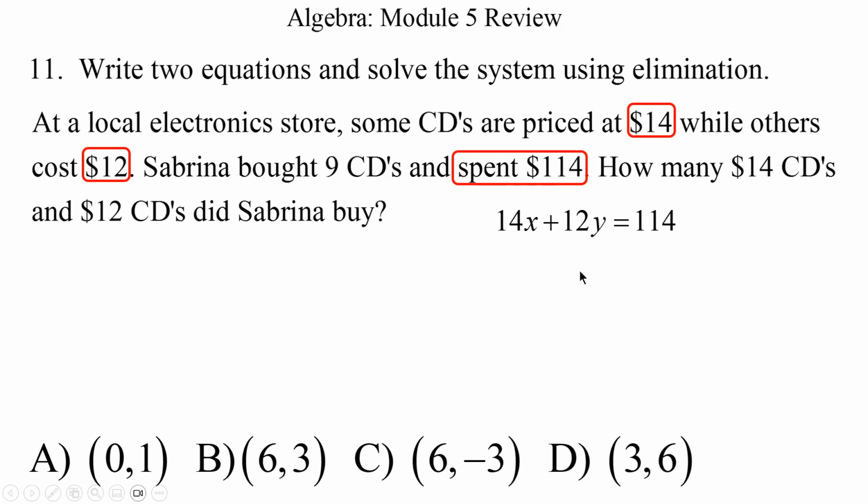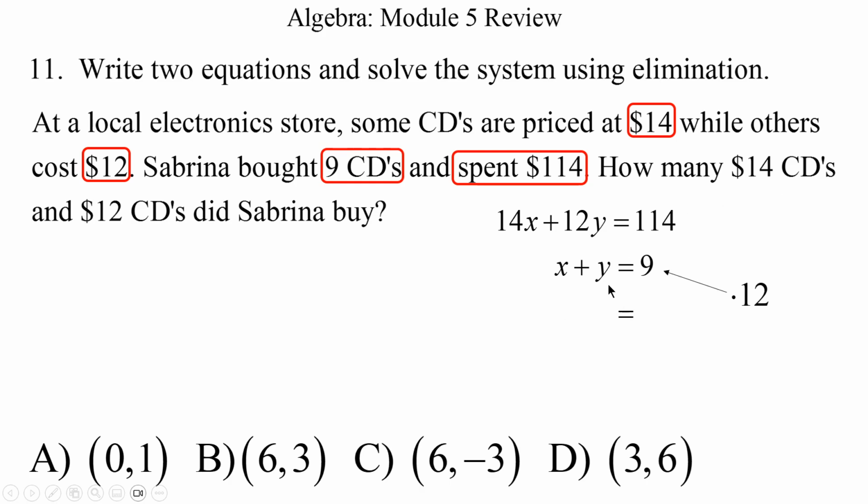Now the second equation is going to be real easy because she only bought 9 CDs. X for the $14 CDs and Y for the $12 CDs. And so I'm going to go 9 CDs equals 9. And on the left, I'm just going to have an X plus Y. And the question is, how many $14 CDs and $12 CDs did Sabrina buy? So let's solve this with elimination. How about we take this bottom equation right there and multiply everything by 12, so my 12's cancel.